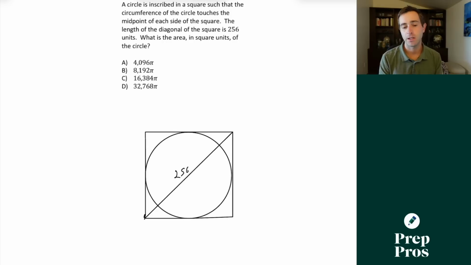So here we see a circle is inscribed in a square such that the circumference of the circle touches the midpoint of each side of the square. Just do your best to draw it out on test day. It doesn't have to be perfect. The length of the diagonal of the square is 256 units. What is the area in square units of the circle?